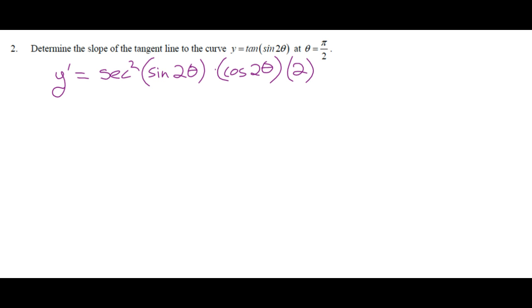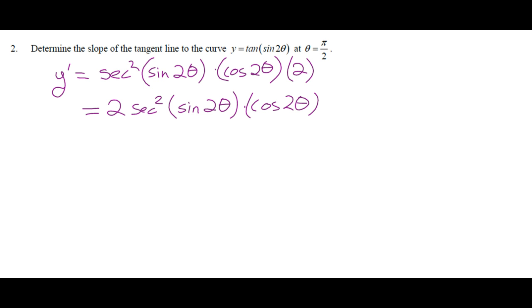Okay, so how would we write that? Well, we'll just put it in order, right? So equals, put the 2 first, secant squared of sine 2 theta times the cos of 2 theta. Okay, so that's an expression for y prime.